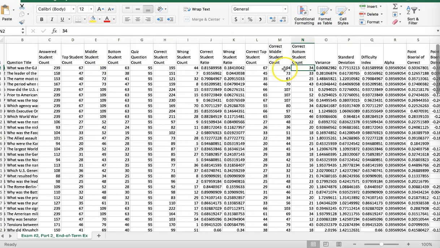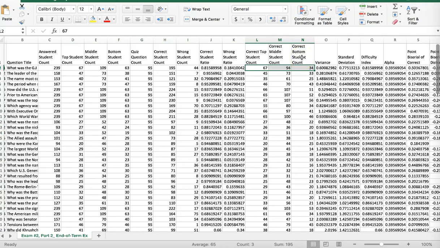Okay, so it's a little bit less. Of the bottom student count, that was 63. How many got this correct? 34, only 50%. So what you're seeing is 100%, then maybe a little bit less, probably 90%, down to 50%. You're seeing fewer and fewer students getting it correct, which is what you should see. That's a sign of a good question.